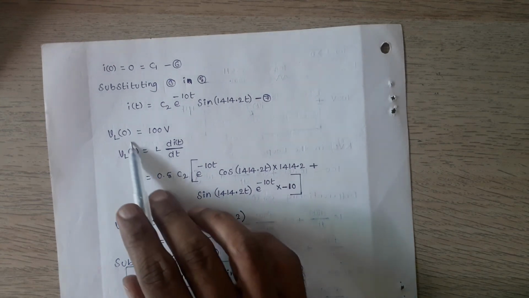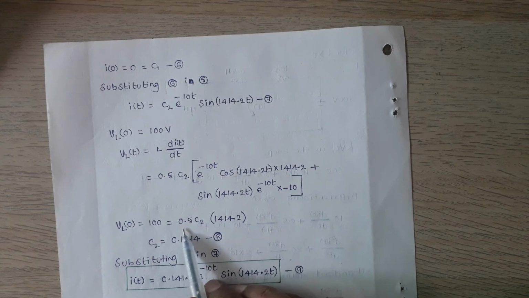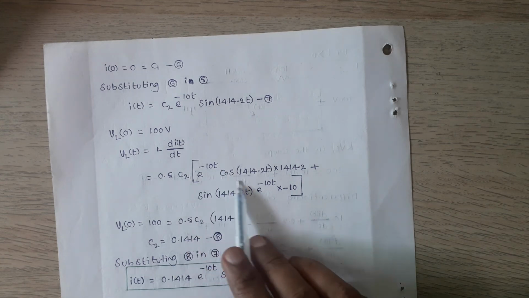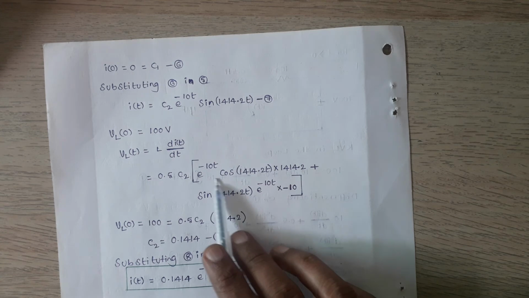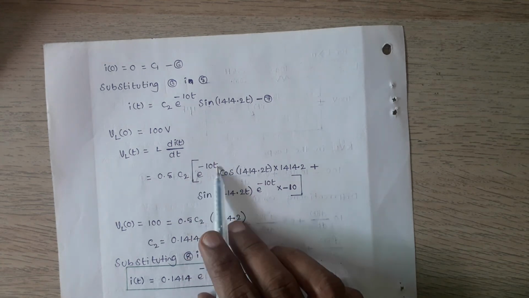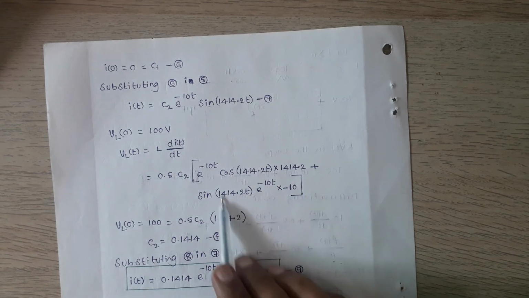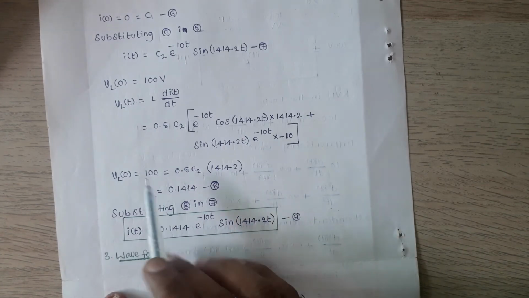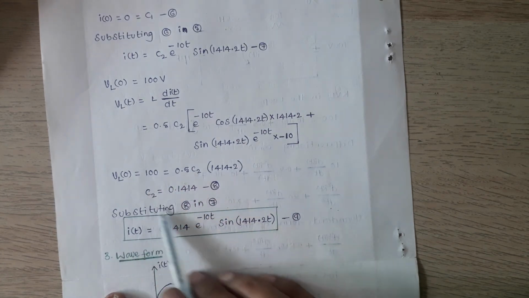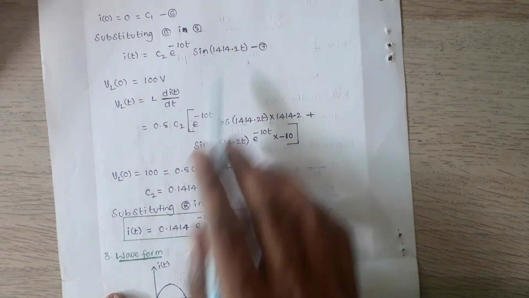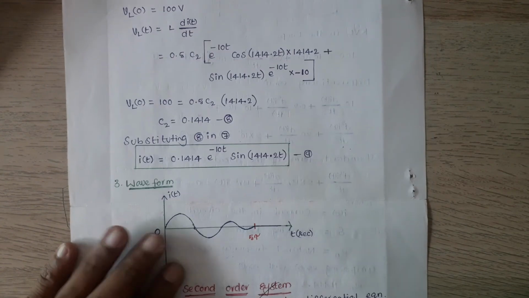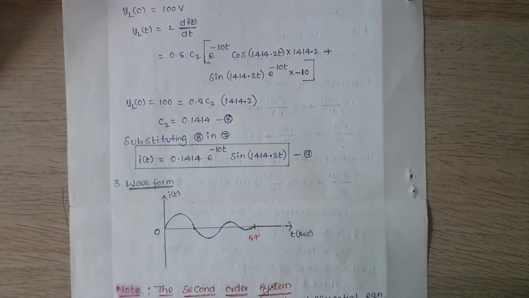Now you substitute t equal to 0, which is equal to 100. So 0.5 c2, at t equal to 0, cos 0 is 1, e power 0 is 1, so 14.2 plus sin 0, which becomes 0. So finally from this expression you can find c2. Substitute that value of c2 in equation 7, and you get a complete solution for the current between 0 and 5 time constants. So I of t equal to 0.1414 e power minus 10t sin 14.2 t.